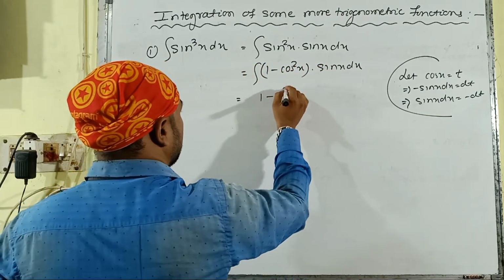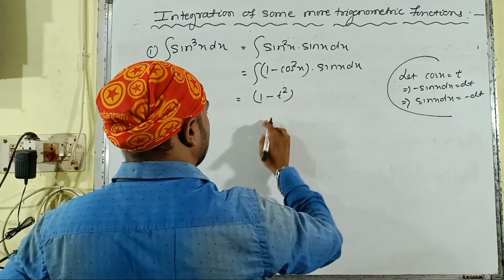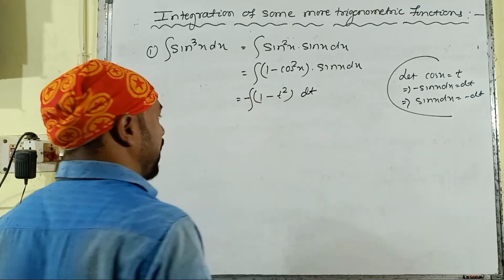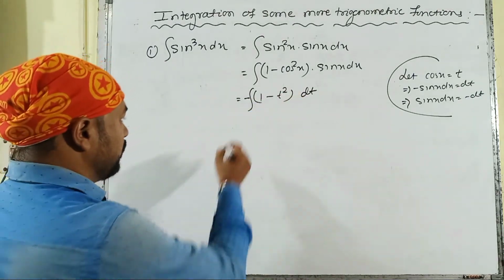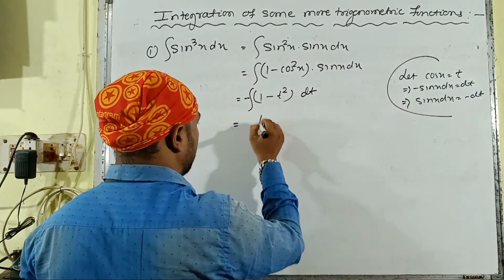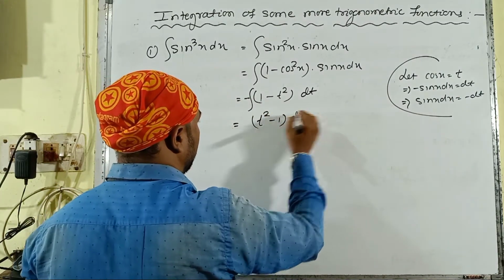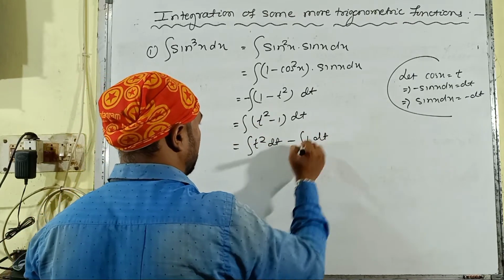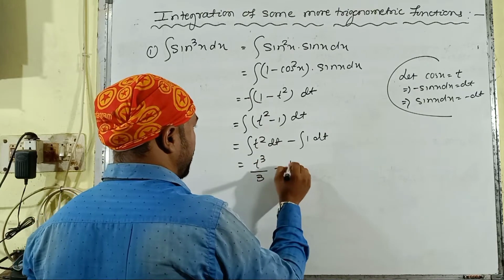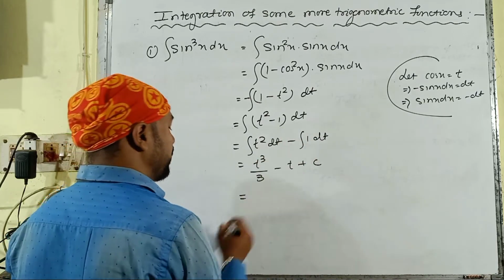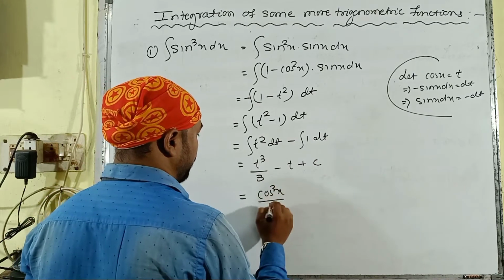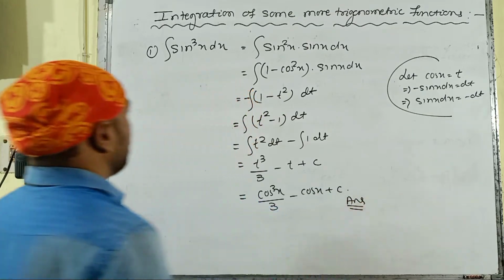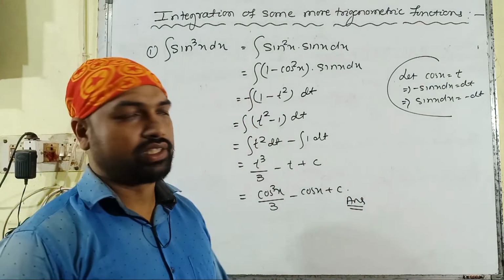So it is 1 minus t square, and the value of sin x dx is minus dt. So it is minus 1 minus t square dt. Let us multiply this negative sign here, so it will be t square minus 1 dt. Then integrating t square and 1 with respect to t, it is t cube by 3 minus t plus c. The value of t is cos x, that means it is cos cube x divided by 3 minus cos x plus any constant c, and this will be the answer for the integral of sin cube x dx.